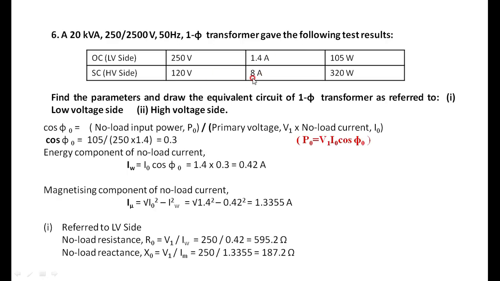Therefore, the short circuit current that I am getting here is 8 amperes. The voltage applied under short circuit condition is 120 volts. The power consumed is 320 watts. I am using these three data to calculate R equivalent and X equivalent referred to the secondary side.